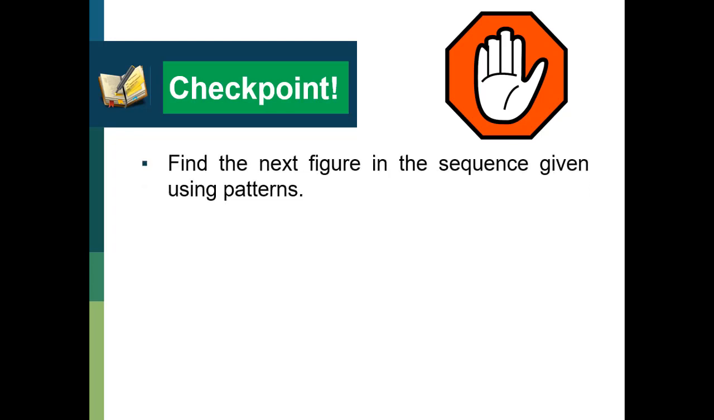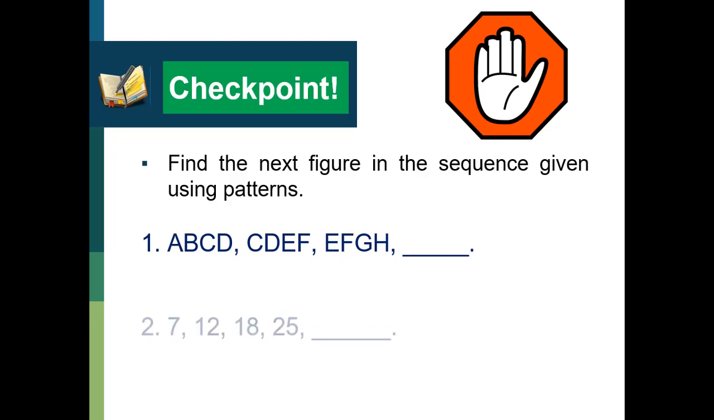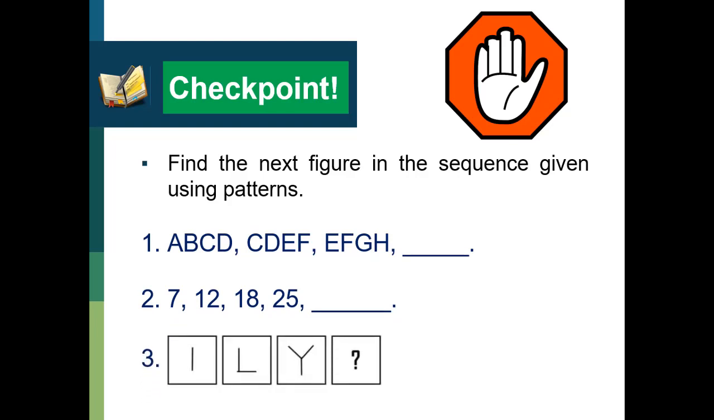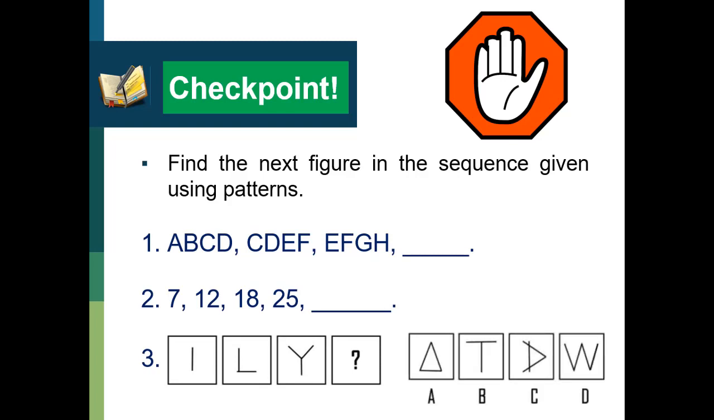Find the next figure in the sequence given using patterns. A, B, C, D, C, D, E, F, E, F, G, H, and then blank. 7, 12, 18, 25. And lastly, what is the next figure in the box with question mark? So you have 4 choices for that.